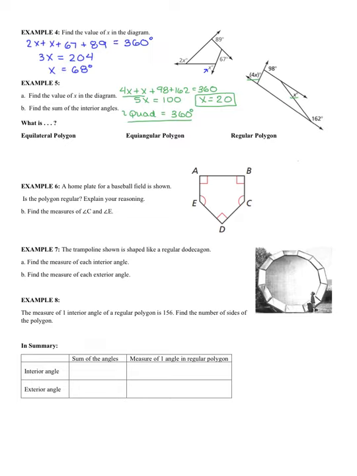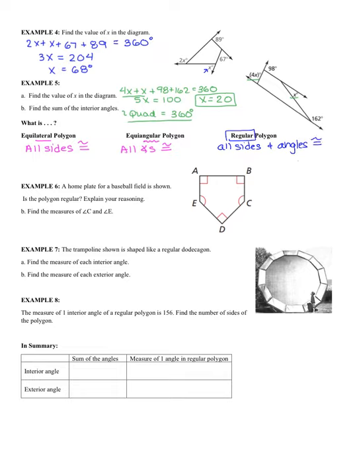Now we want to get some of our notation and terminology down. An equilateral polygon. Remember, lateral means sides, and equi means equal. So this means all the sides are going to be congruent. Equiangular, just as it sounds, means all the angles are going to be congruent, like in a square or a rectangle. But a regular polygon is when you have all the sides and the angles congruent.